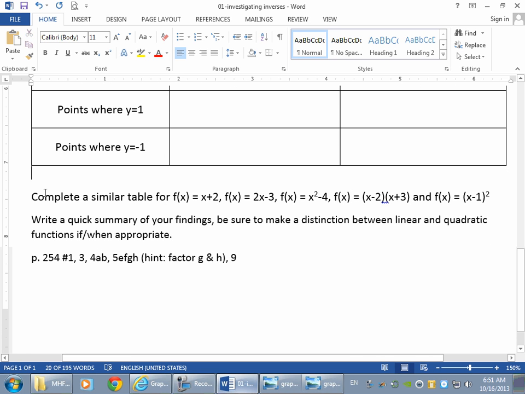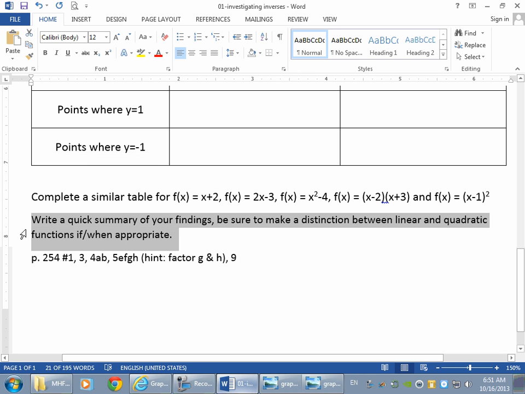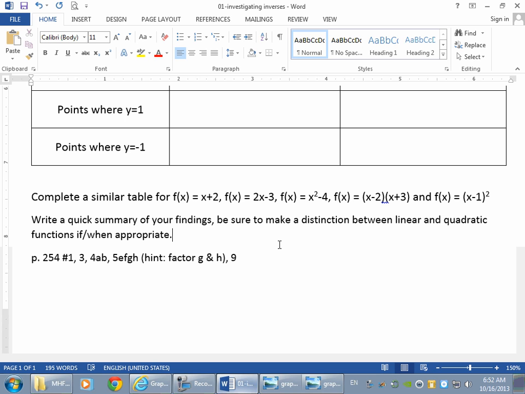So it says basically complete the similar table for those ones, and then write a quick summary of your findings. Make it sort of here. Be sure to make a distinction between linear and quadratic functions if appropriate. So if you notice that all the questions that are linear, this is what happens. The horizontal asymptote is similar to such and such. Great. If you notice that for quadratics something different happens, then make sure you make a note of that.